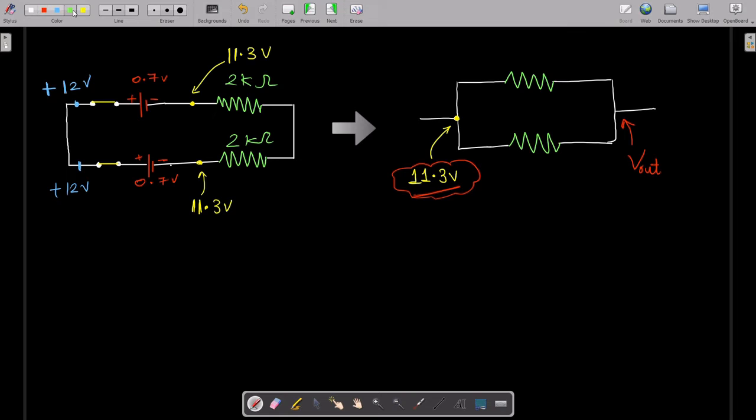Okay, and you have two resistors, 2k and 2k. Now if you look very clearly, these two resistors are in parallel. Why? Because the voltage across both of them is the same. Here we are getting one constant voltage, that is V out, and here we are getting another constant voltage, that is 11.3 volts.